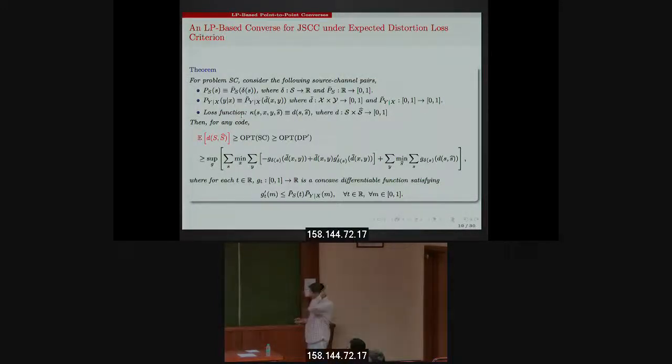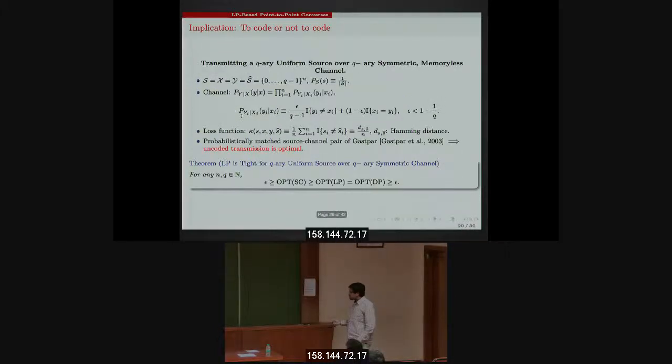You can get another converse, which is kind of complicated to look at initially, for an arbitrary loss criterion, arbitrary distortion, not probability of excess distortion. Take any distortion function and you want to know a lower bound on the expected distortion. You get this converse, and this converse as a special case yields the following.